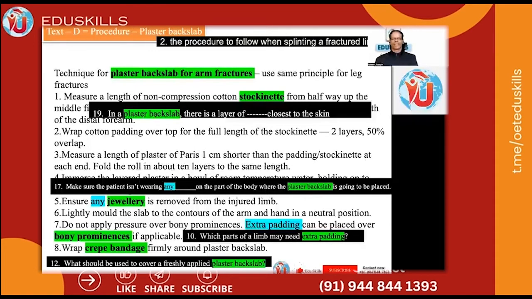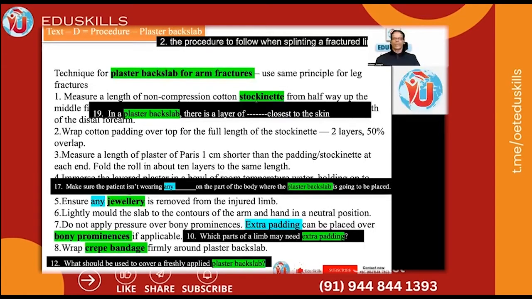And in a plaster backslab, there is a layer of dash closest to the skin. Stockinette. Stockinette means here you see this is not very direct. This you should understand. This is called presumption. When there is a procedure that begins, the wrapping begins in the first step. You start with the measured length of non-compression cotton stockinette from halfway.